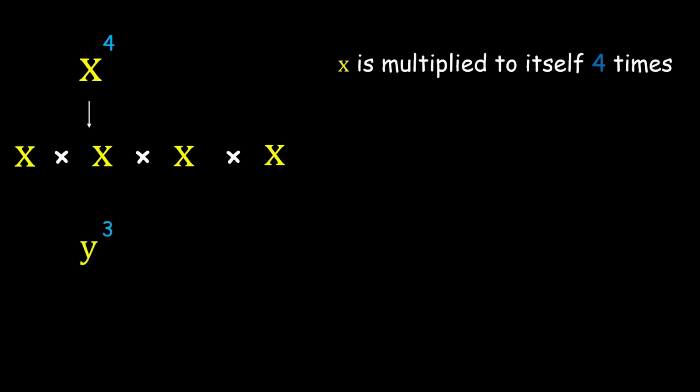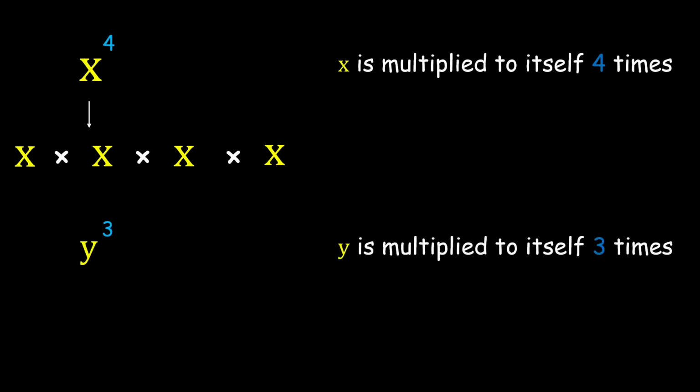Similarly, y raised to power 3 would mean that y is multiplied to itself 3 times and its expanded form is actually y into y into y, right? Also, if there is some variable which has a power of 1, now this means a is multiplied to itself 1 time, which is nothing but a. So, if we have any variable which does not have a power, it actually means that it has a power of 1. Okay. So, now let's take another example.